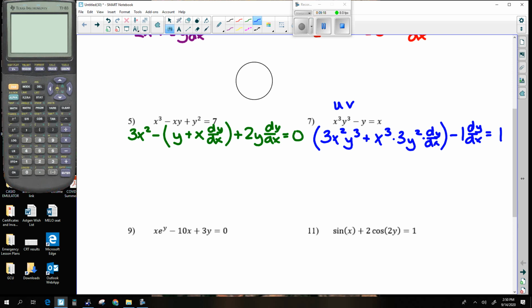So whenever you take the derivative of a y, put a dy dx. If you're not taking the derivative of the y, then just leave it alone. Like, for instance, there, I didn't take the derivative of the y, so I don't put a dy dx. That's when I took the derivative of the y, so that part gets the dy dx.